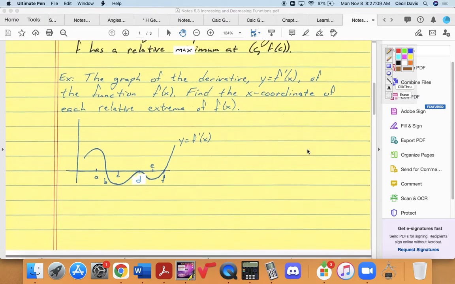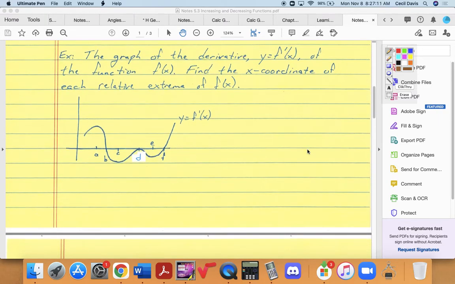So let's take a look at this. The graph of the derivative, y equals f prime of x, of the function f of x is given here. Find the x-coordinate of each relative extrema of f of x. All right, so this is f prime, the derivative. Here at this point, the derivative changes from increasing to decreasing. That doesn't give you an extreme value on the function. It does give you an important point on the function, and we'll talk about that on Wednesday when we talk about concavity.